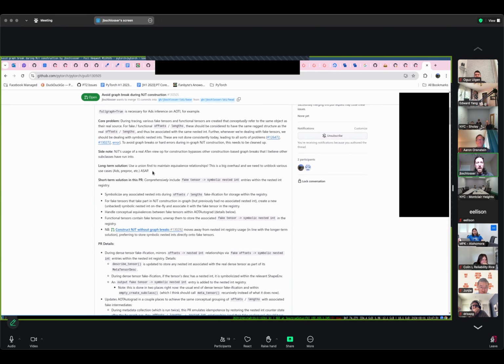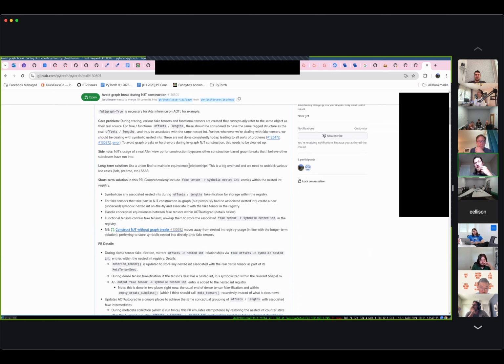The longer term solution that's been discussed before is to use a union find to maintain these equivalence relationships. This is something Jeffrey's been working on for a while. It's a big overhaul and kind of risky to implement. It changes the nature of equality for nested tensors, for example. So we need something short term to unblock some use cases. Specifically, ads inference on AOTI depends on this full graph, so we need this to work kind of today.